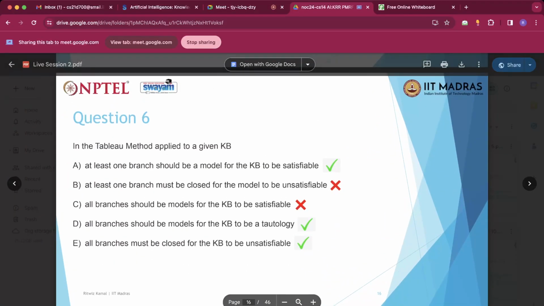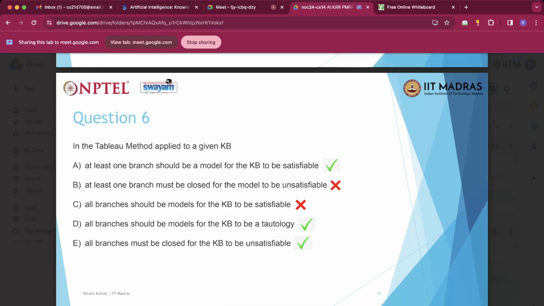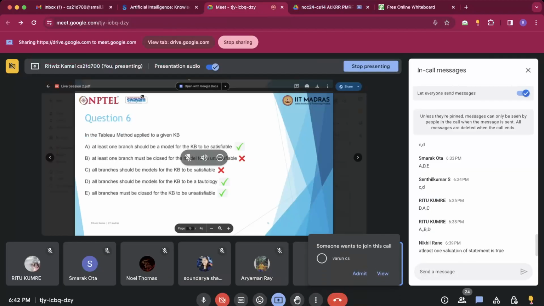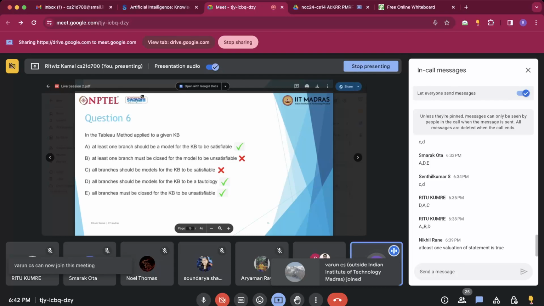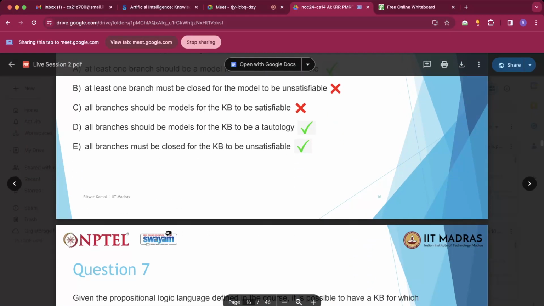Okay, so in the tabular method applied to a knowledge base, at least one branch should be a model for the knowledge base to be satisfiable. All branches should be models for the knowledge base to be a tautology, and all branches must be closed or have contradictions for the knowledge base to be unsatisfiable. Is this clear? Any doubts in this question? Okay, that's great then. Let's move on to the seventh question now.